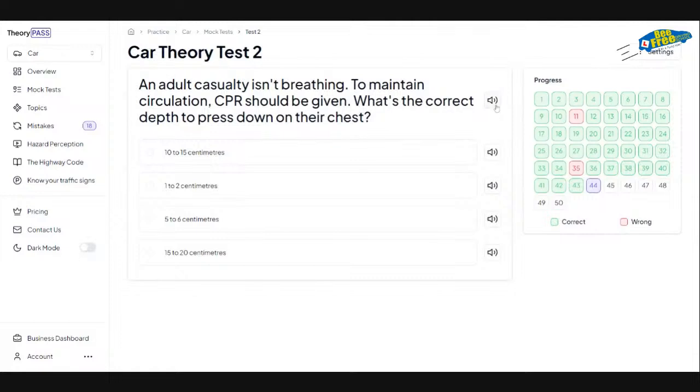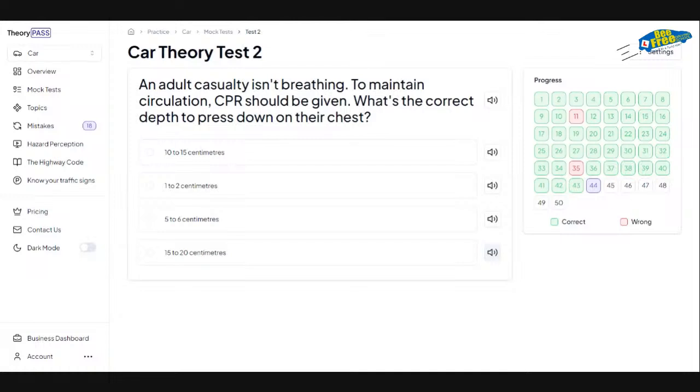On the last few questions, how are you doing? I hope you're getting some of these correct. An adult casualty isn't breathing. To maintain circulation, CPR should be given. What's the correct depth to press down on their chest? I can't remember this one at all. 10 to 15 centimeters. 1 to 2 centimeters. 5 to 6 centimeters. 15 to 20 centimeters. I have got no idea, to be honest. I can't remember.